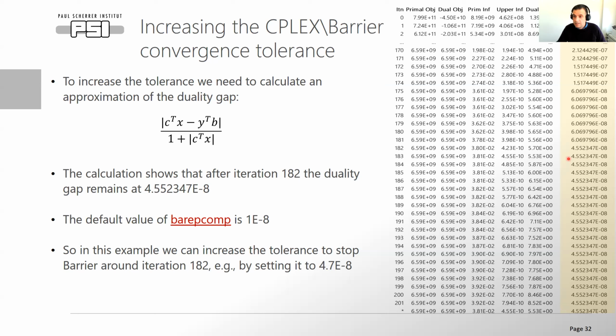So what I can do now is change the convergence tolerance. I can change the option bar comp. The default is 10 to minus 8, so you can see that it's not meeting this tolerance. I can increase it. I can make it something higher than 4.5 so that I don't go to these iterations anymore. So I put it, let's say, to 4.7.